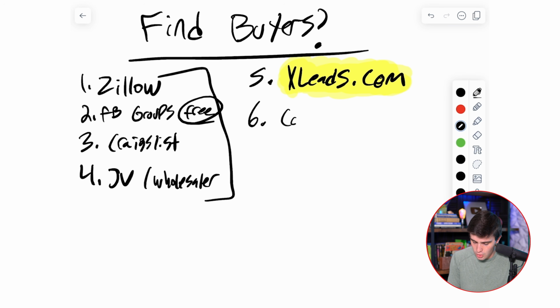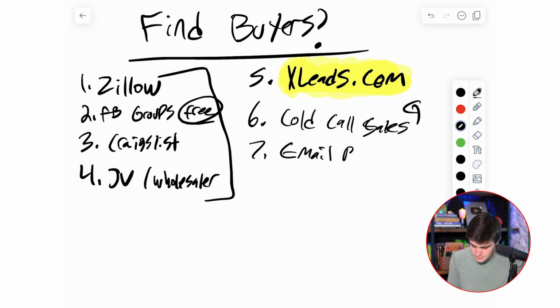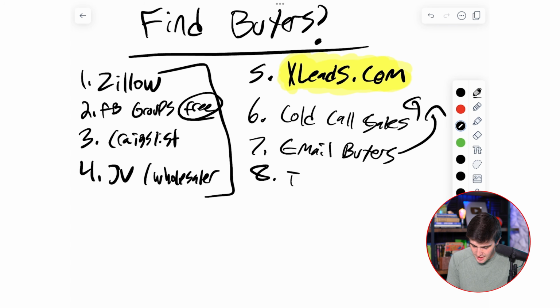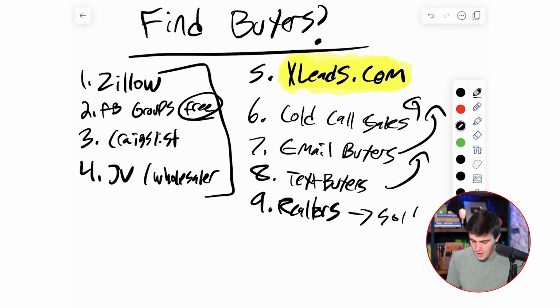On top of this too, you can cold call cash sales, which you can do obviously inside of XLeads. You can email your buyers, which you can do through XLeads. You can text buyers that you find on XLeads. And number 9, no XLeads here, but you can basically find realtors going for the sold properties of cash sales, which you can pull the list on XLeads technically. So these are my 9 favorite ways to go out here and sell your wholesaling real estate deal.